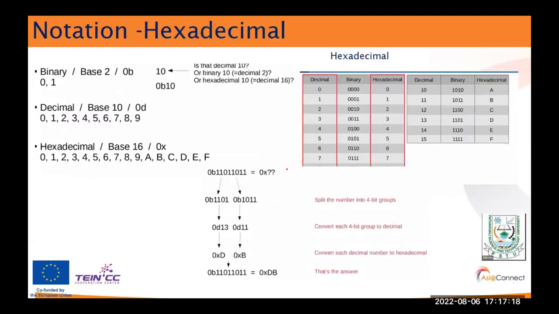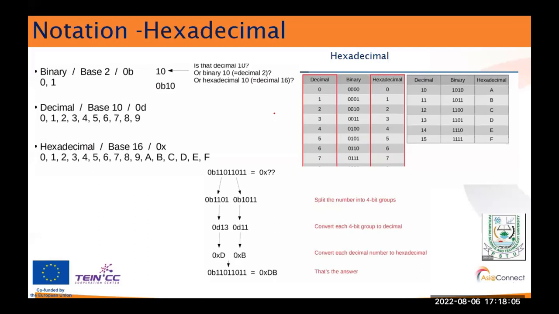For IPv6, we need to know about hexadecimal notation, because IPv4 was basically dotted decimal notation, but IPv6 totally depends on hexadecimal notation. Binary is base 2, decimal is base 10, but hexadecimal goes from 0 to 15. For 0 to 9, it's okay, the same digits. But for 10, decimal 10 is considered A in hexadecimal, and 15 is considered F. So we need to remember this for IPv6.